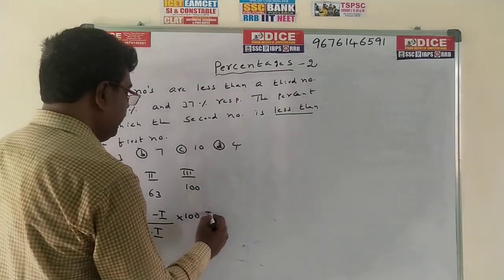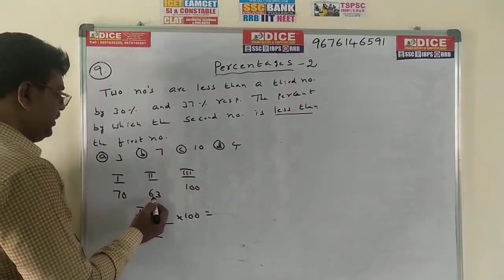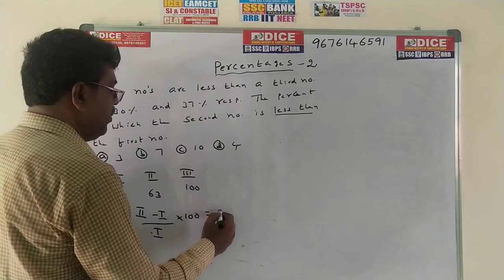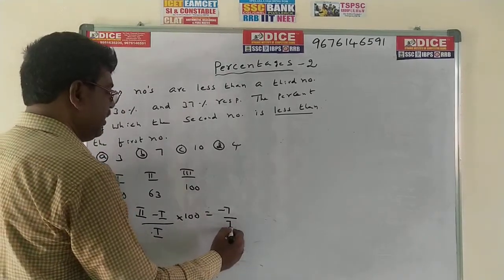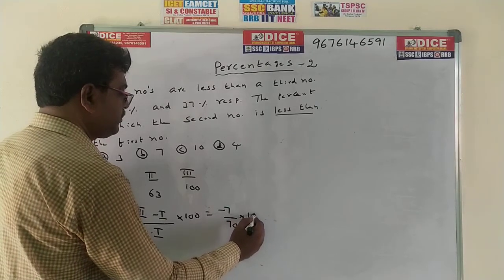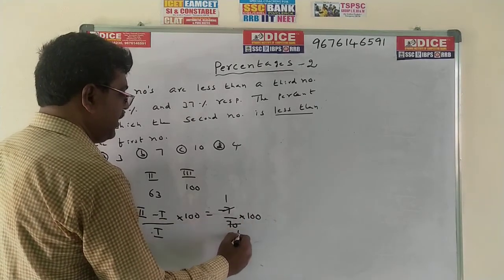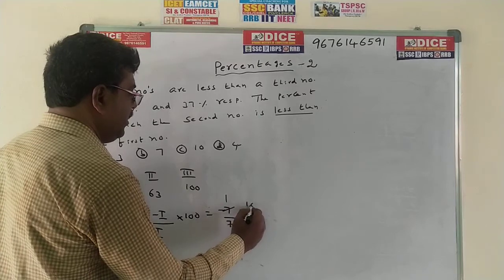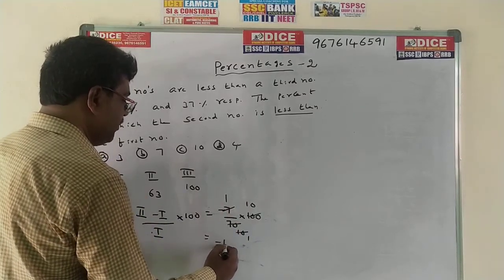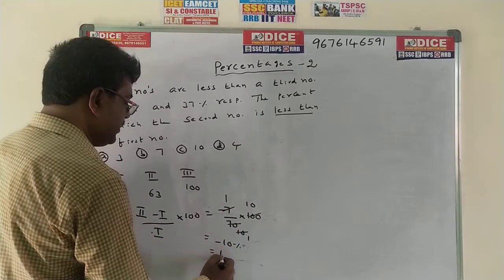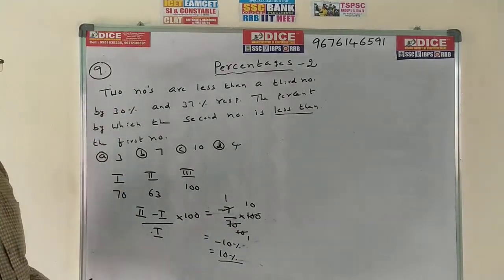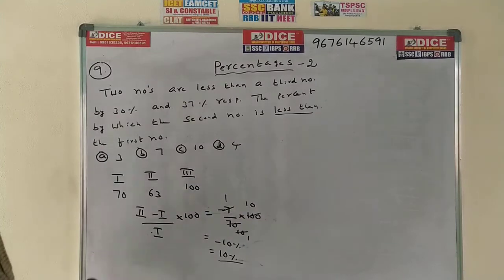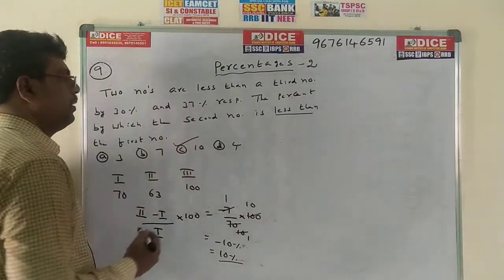Now tell me the values. Second is 63, so 63 minus 70. The value is minus 7, by first which is 70, into 100. 7 ones are 7, 7 tens are 70, 10 ones are 10. So the answer is minus 10%. We can take it as 10%. Less means we get the answer as negative. That's why 10% is the required answer. So the correct answer is C.